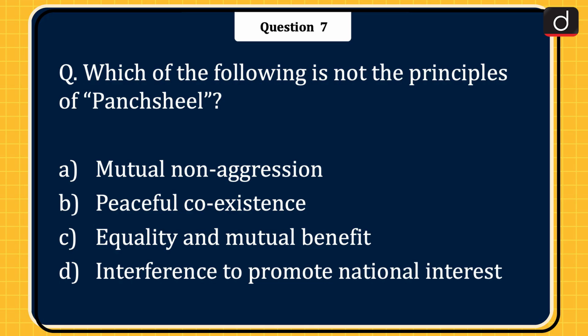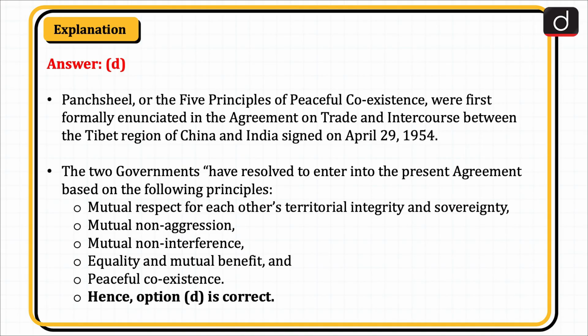Next question is, which of the following is not the principles of Panchsheel? Mutual non-aggression, peaceful coexistence, equality and mutual benefit, or interference to promote national interest? The correct answer is option D, interference to promote national interest. Panchsheel or the 5 principles of peaceful coexistence were first formally enunciated in the Agreement on Trade and Intercourse between the Tibet region of China and India, signed on April 29, 1954.